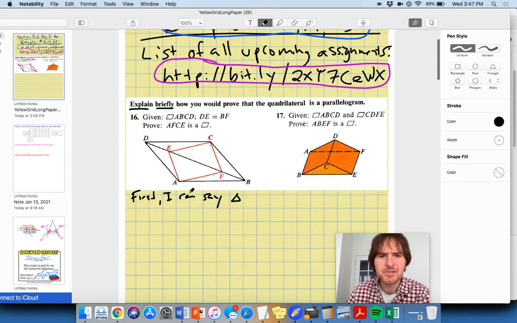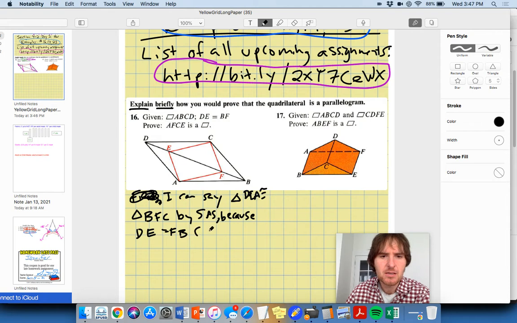How are we going to prove this? I can say triangle DEA is congruent to triangle BFC by SAS. Okay, now I might say because DE equals FB, and that's given. I also know that angle ADB is congruent to angle CBF.